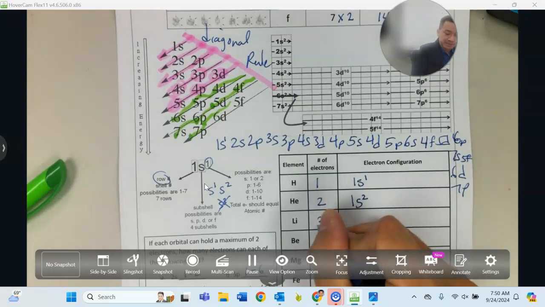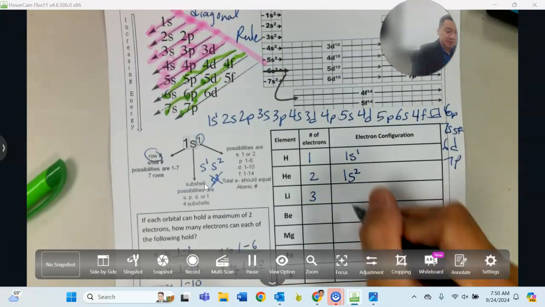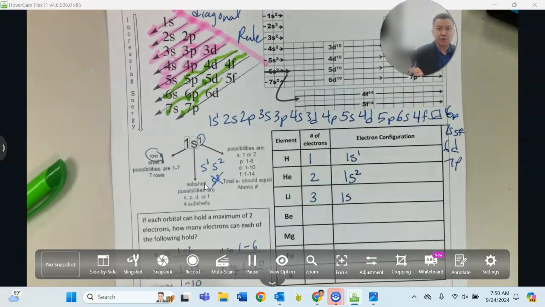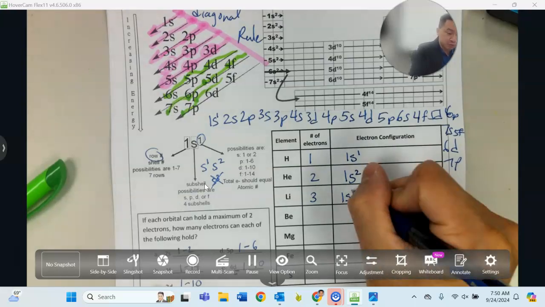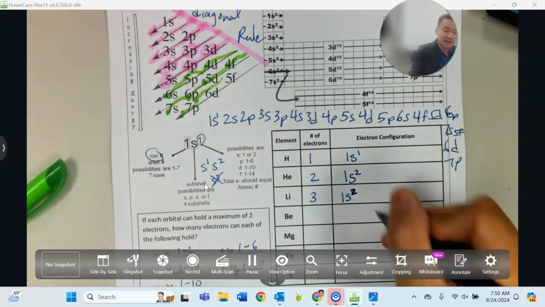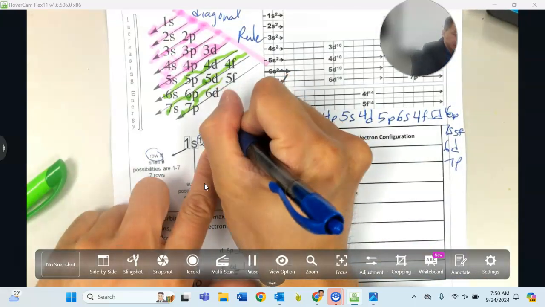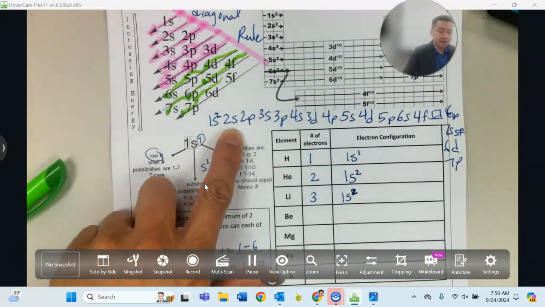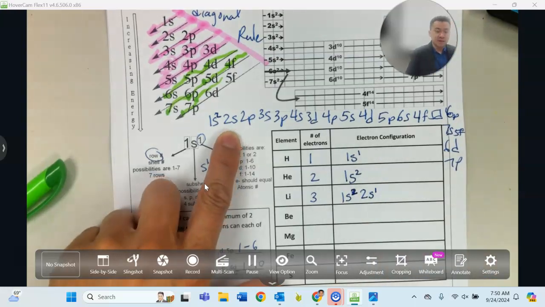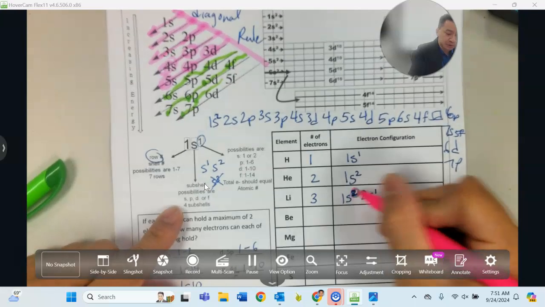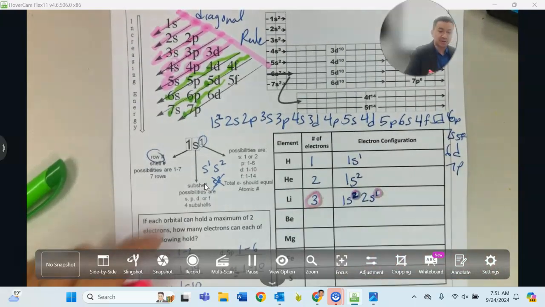Lithium has 3. It's a little change here. You can't just put 3 on the s, because s can only hold 2. So this is 1s2. I almost made that mistake. 1s2 is full, so we go to the next one, 2s, and we'll have 1 left. The superscript up here needs to add up to the total number of electrons. You just fill it up until you reach that number.